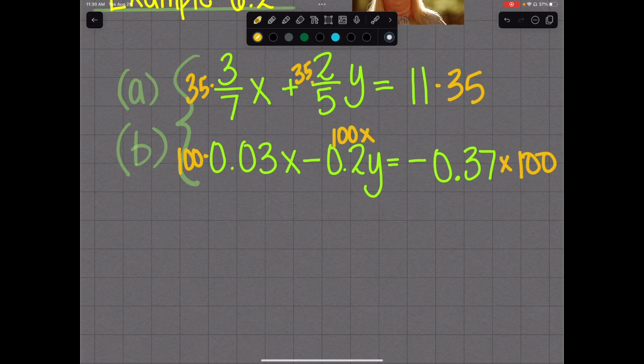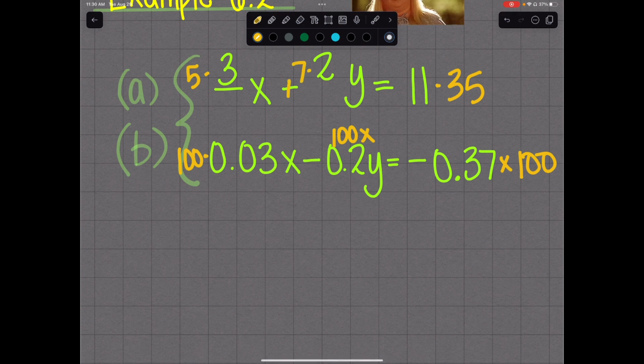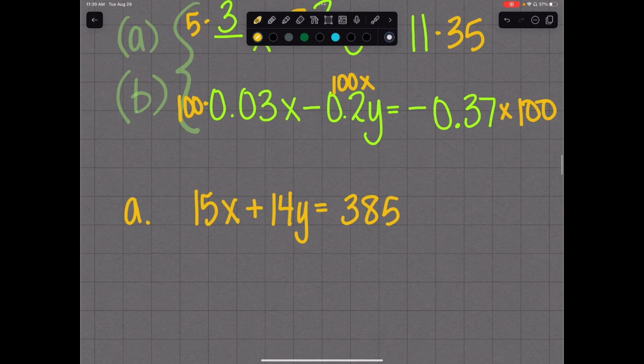When we do the top, equation A, this simplifies, because 7 times 5, so it's just going to be 5 times 3. The next one's going to simplify because it's just going to be 7 on the top, 7 times 2, that's a plus sign. All right, so A is going to be 15x plus 14y is equal to 385. I just did 11 times 35.